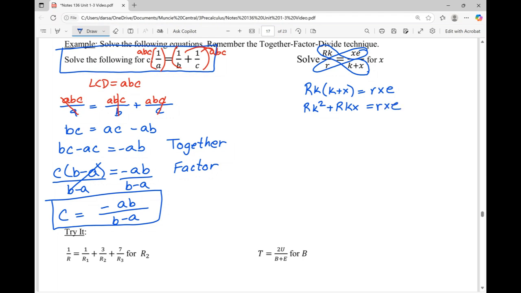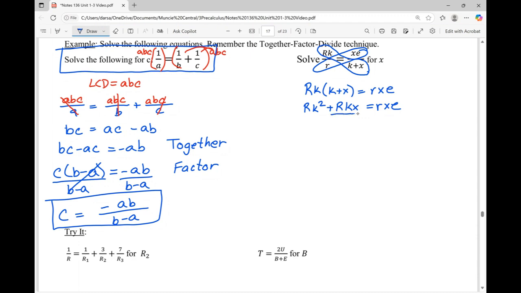Now, what are we trying to solve for? What are we trying to get by itself? The letter x, the variable x. Notice there's one on the left and one on the right. We can't just divide both sides by little r because then there's still x's involved. So we're going to have to use our together factor divide technique.